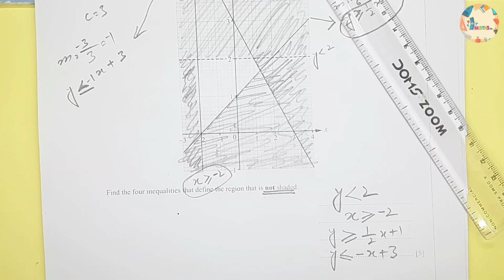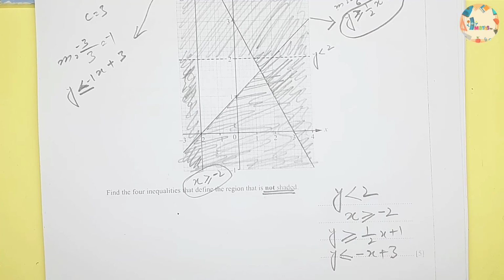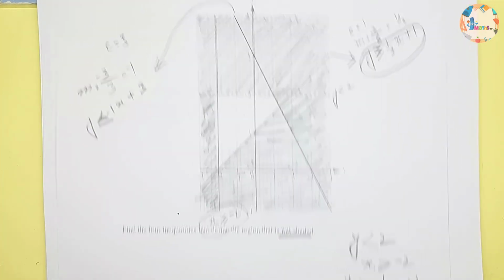So these are the 4 inequalities. y is less than or equal to minus x plus 3, and y is greater than or equal to 1 by 2 x plus 1, and x is greater than or equal to minus 2, and y is less than 2. These are the 4 inequalities.